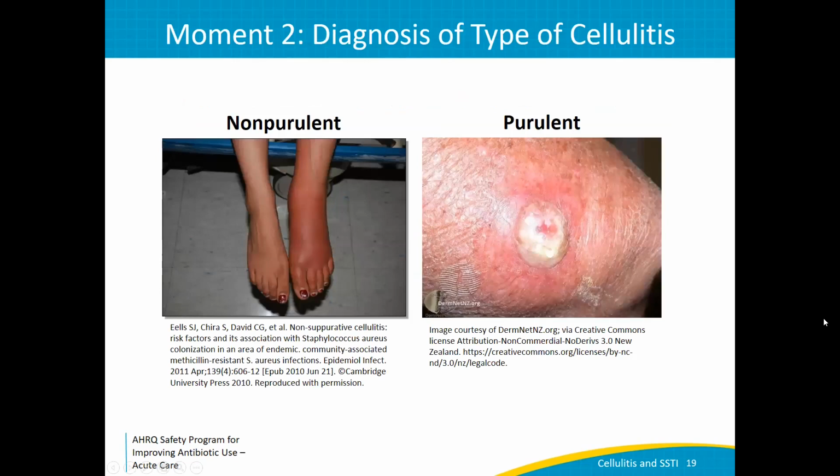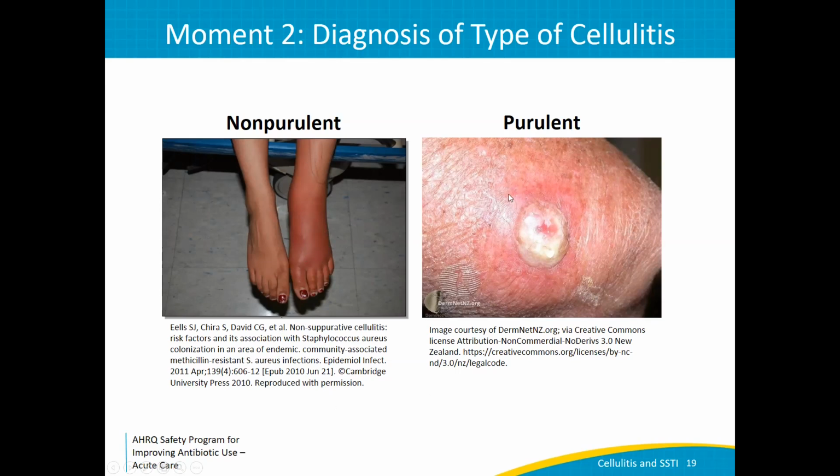So this is a good point to talk about some of the differences between purulent and non-purulent cellulitis. That is to say, cellulitis where there's pus and cellulitis where there's not. You can see a picture of non-purulent cellulitis here on the left. It is this sort of diffuse, smooth, uniform erythema with this nicely defined border here. We see no open wounds, no areas that are draining.